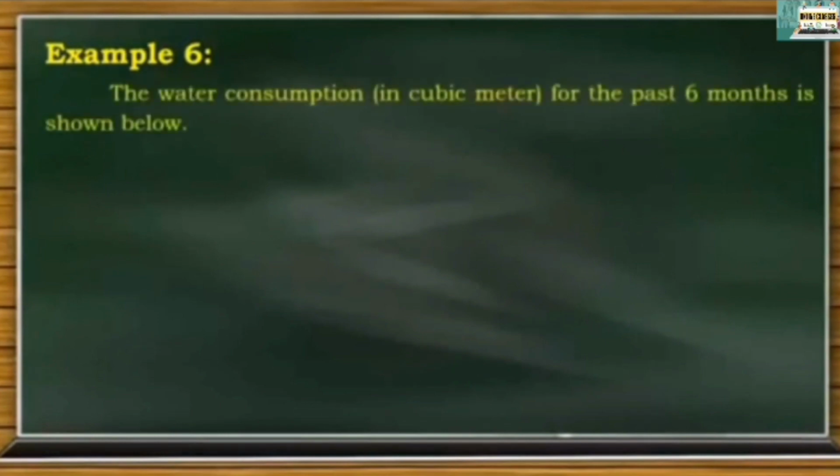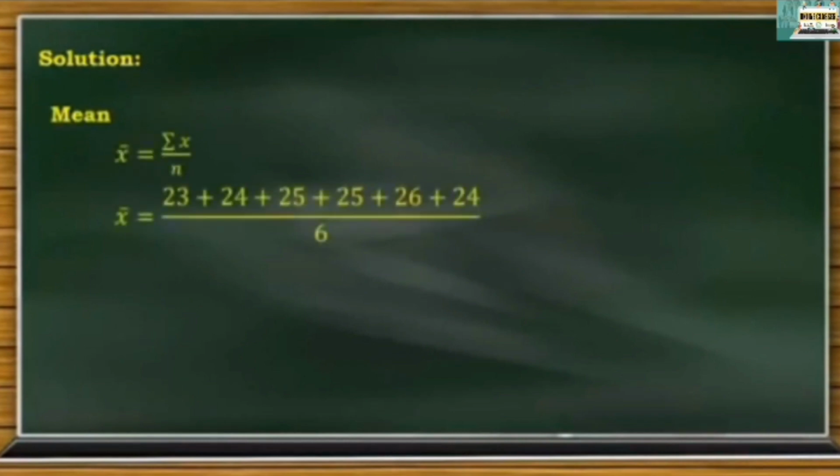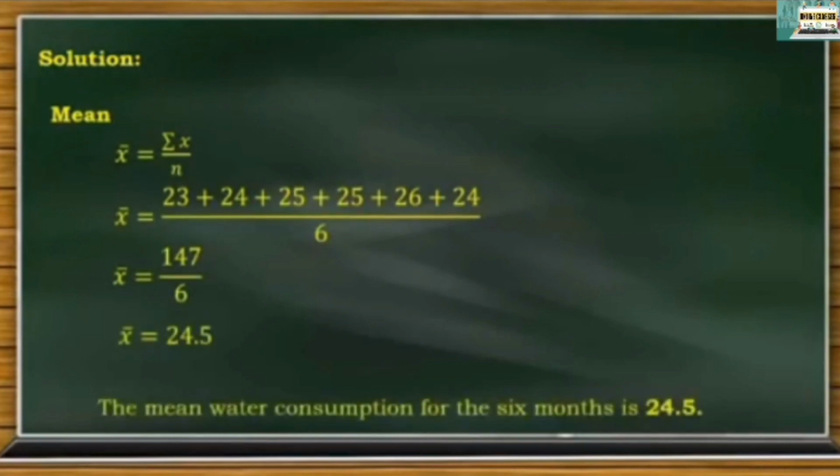Let us have one more example. The water consumption in cubic meters for the past 6 months is shown below. Find the mean, median, and mode. For the mean, we have the following. Therefore, the mean water consumption for the 6 months is 24.5.